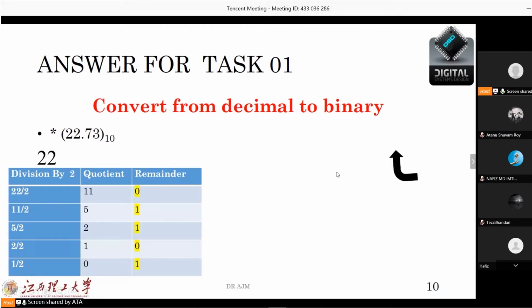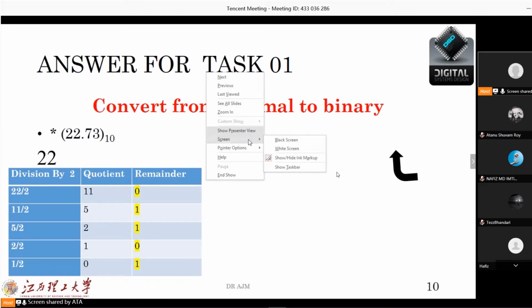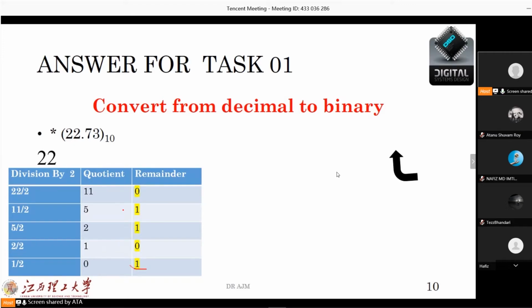Then simply I will divide it by 2. It becomes 11. Divide 11 by 2, it becomes 5. Divide 5 by 2, it becomes 2. Divide 2 by 2, it becomes 1. 1 divided by 2 is 0, and then the remainder is that. It means this part is related to my integer part. See this. This is my integer, which I will read from down to up. Last one first. I will write it here. This is my first.